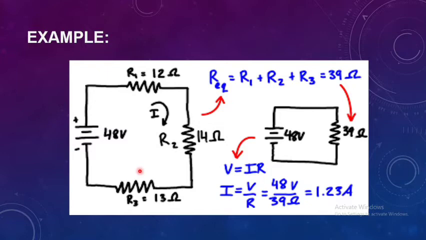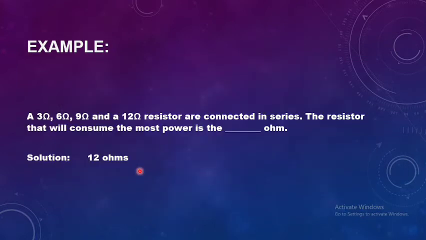Next example: a 3 ohms, 6 ohms, 9 ohms, and a 12 ohms resistor are connected in series. The resistor that will consume the most power is blank ohms. So, the answer is 12 ohms. Bakit 12 ohms? Kasi ang 12 ohms, siya yung magre-resist. So, the more na magre-resist siya sa isang circuit, the more siya magko-consume ng power.